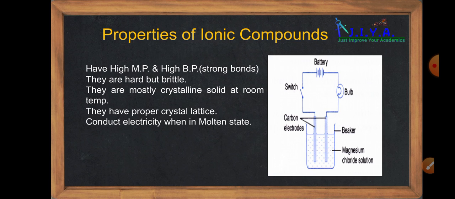When we take an ionic compound in a molten state, ions are released and these ions are mobile in nature. So they move towards the oppositely charged electrode and thus help in the conduction of electricity. So an ionic compound in a molten state can conduct electricity.